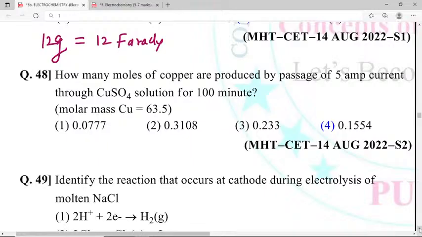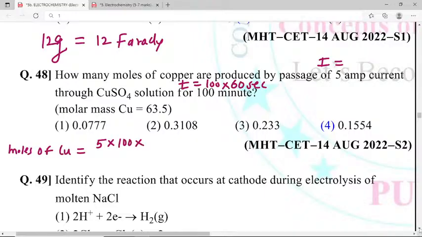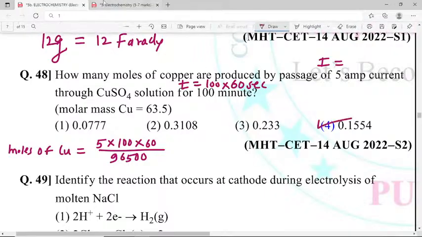How many moles of copper are produced by passage of current in ampere, time in seconds? So this is current in ampere, I is equal to 5, time t is equal to 100 multiplied by 60 seconds. Molar mass is given. So how many moles of copper deposited? Moles of copper is equal to current in ampere 5 multiplied by 100 into 60, this whole divided by 96500. If you solve this one, we'll get the answer 0.1554.